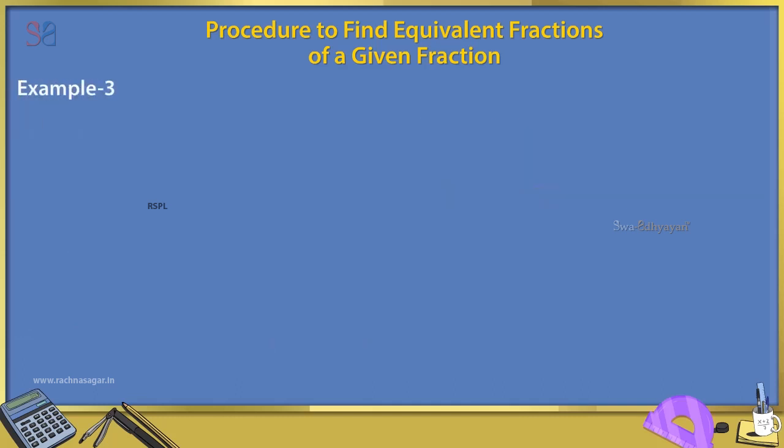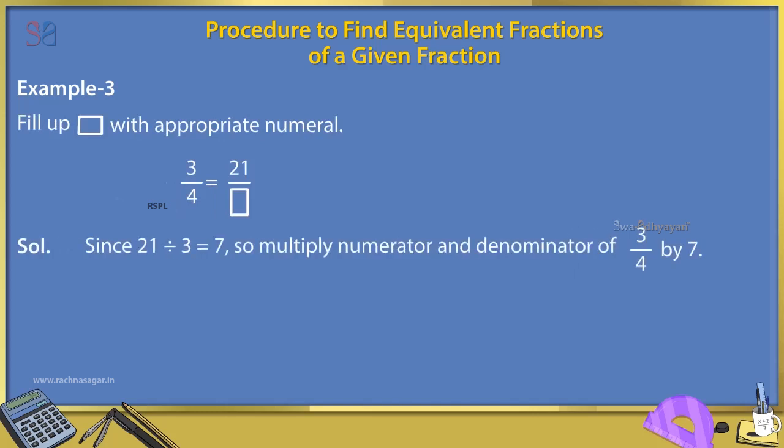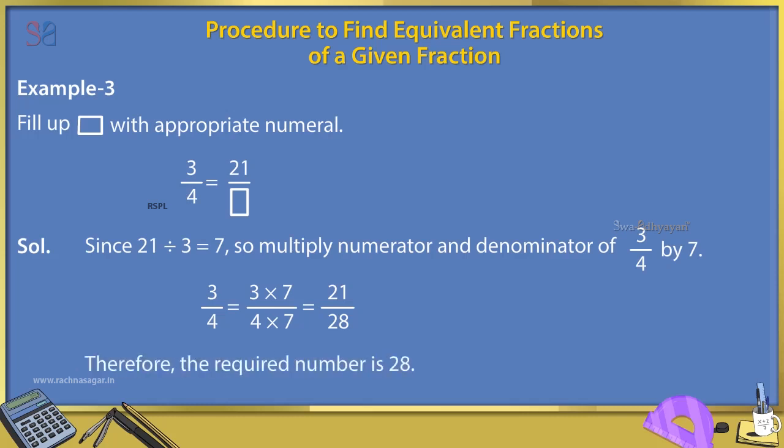Example 3. Fill up the blank with the appropriate numeral. 3 by 4 is equal to 21 by blank. Solution. Since 21 divided by 3 is equal to 7, multiply the numerator and denominator of 3 by 4 by 7. 3 by 4 is equal to 3 into 7 by 4 into 7, which is equal to 21 by 28. Therefore, the required number is 28.